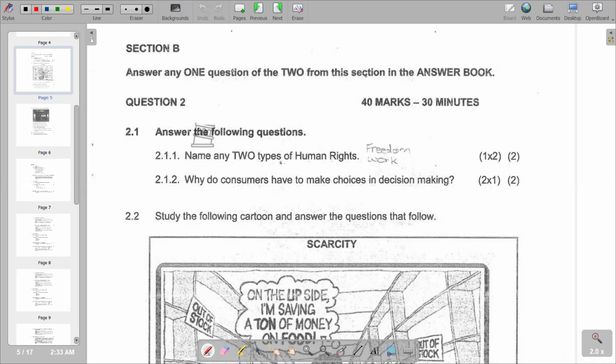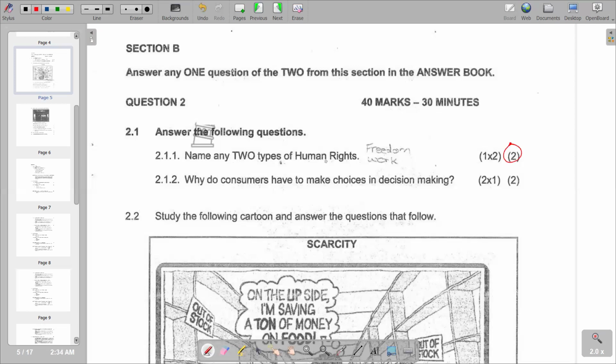In this video, we want to look at the question paper, which is a March question paper. So we are going to look at question 2 on that question paper. Obviously, our question is on macroeconomics. So on our question, we have question 2.1, which says answer the following questions. And then we are going to start on 2.1.1, which is name any two types of human rights. And our question is 2 marks.